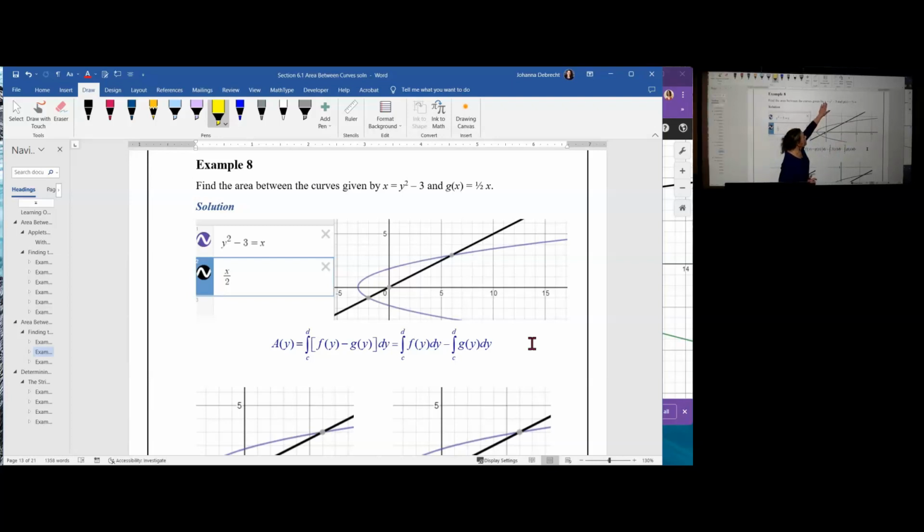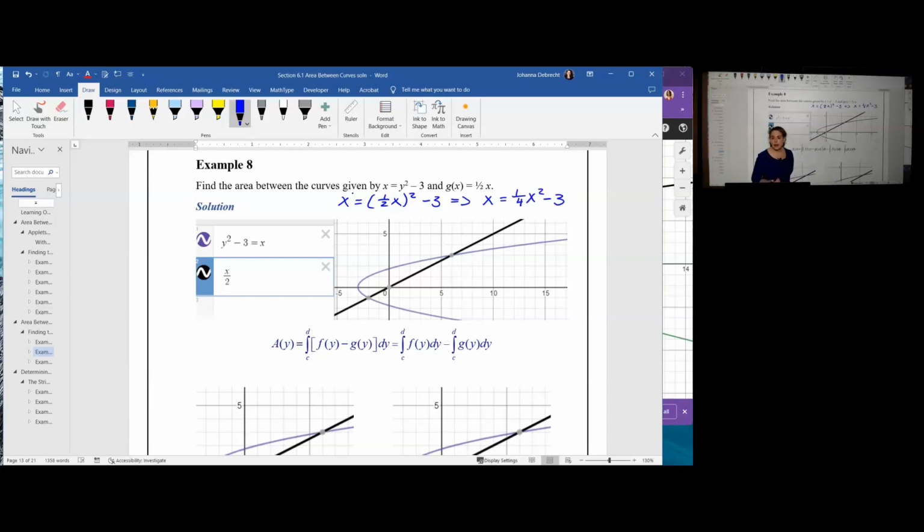Because this one is solved for x and this one is solved for y, I can take this expression and substitute it for y in the first. This would give me x equal to 1/2 x quantity squared minus 3. This would give me x equal to 1/4 x squared minus 3.